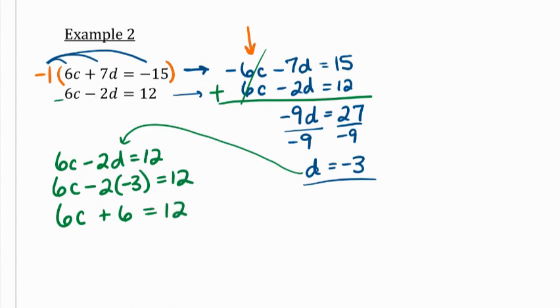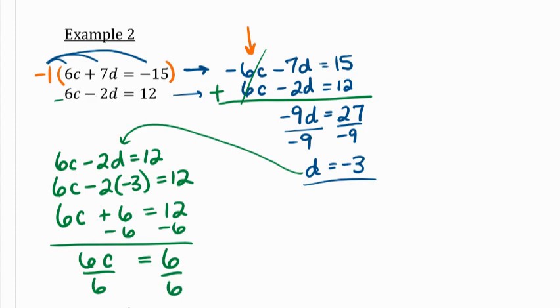And then I want to get C by itself here, so I'm going to subtract 6 on both sides. We get 6C equals 12 minus 6 is 6. And then if I divide both sides by 6, we get C equals 1. Right? So there are our two things.